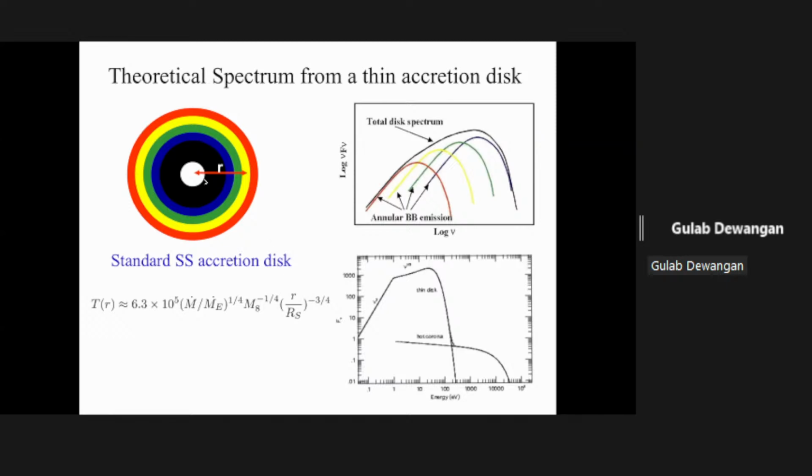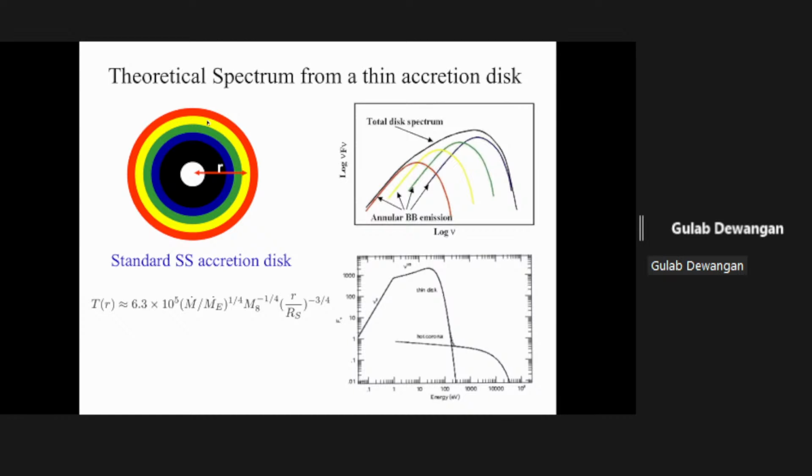In the innermost regions, for let's say about a 10 to the power 7 solar mass black hole, the temperature is a few electron volt. That means about 10 to the power 5 Kelvin. If you are talking about a 10 to the power 6 solar mass black hole, it will be more like 10 or 20 electron volt, while for more massive black holes it will be even lower.